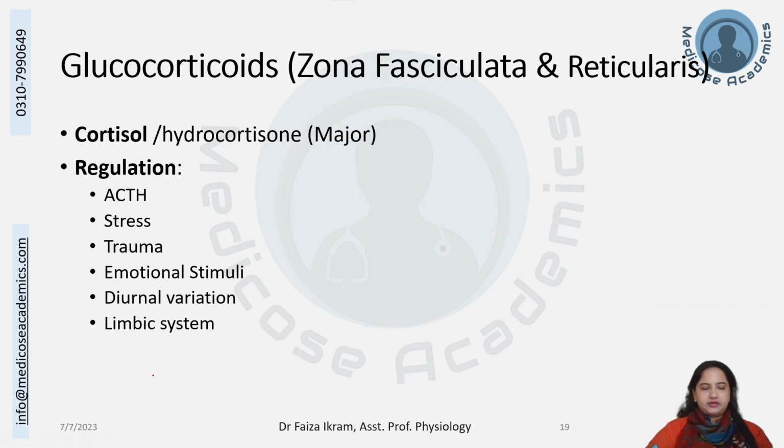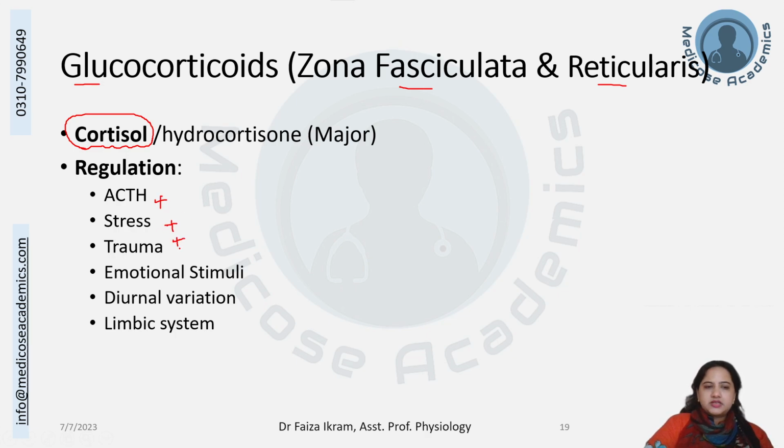So that was all about the mineralocorticoids. Let's move on towards the next category of steroid hormones, which are glucocorticoids, produced mostly from the zona fasciculata and somewhat from the zona reticularis of the adrenal cortex. Most important glucocorticoid, cortisol, the other name for which is hydrocortisone. How is it stimulated? ACTH is going to enhance its production.